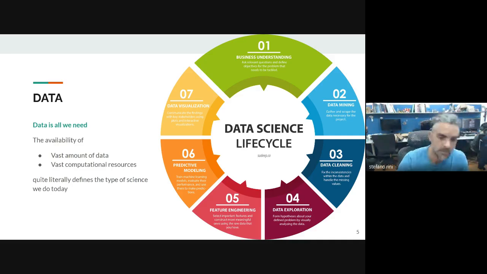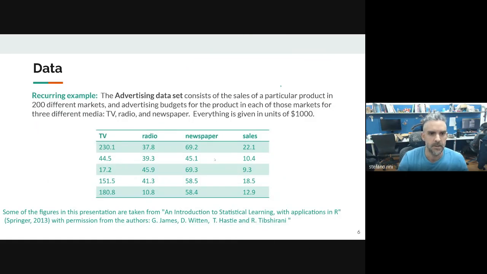Then you build the model. The model will try to answer your original question. In the example before, to translate a picture into text or a video into text. And then you will try to visualize the result in order to see the quality of the prediction produced by the model. The classical example that we work with in our slides will be the advertising data set, which is data collected here during 2013.